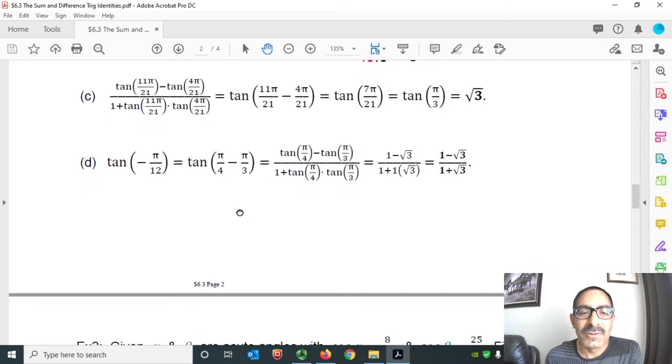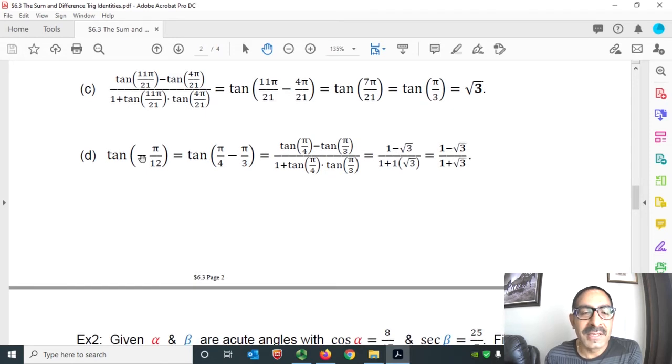Similarly, let's do part D. Let's find the exact value of tan of negative pi over 12. Then we can rewrite negative pi over 12 as the difference of these two, pi fourth minus pi third. It turns out to be minus pi over 12. We can verify quickly. If you combine these two fractions, take the LCD. Here 4 times 3 is 12, the LCD. Then multiply here by 3 pi, multiply here by 4 pi, but there is a minus sign, so it gives you minus pi over 12. Awesome.